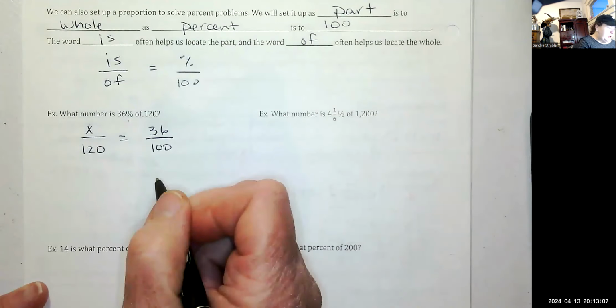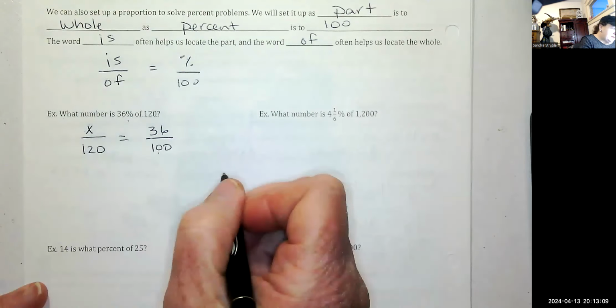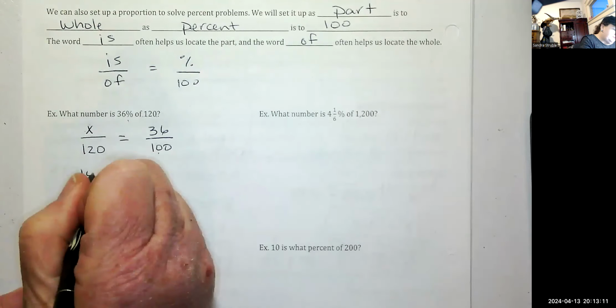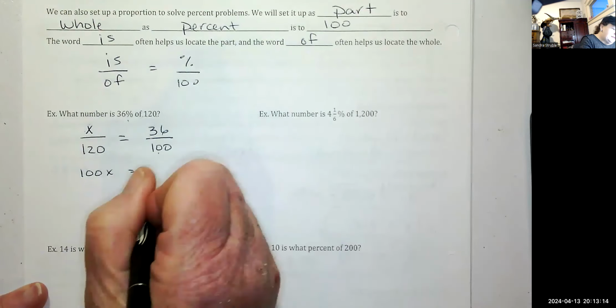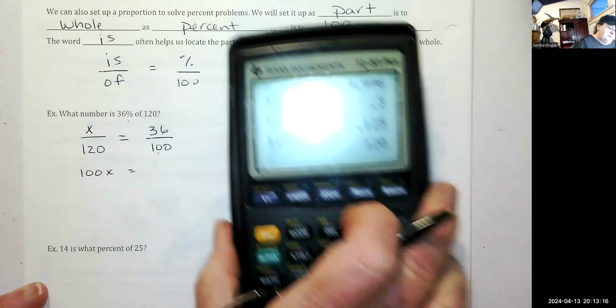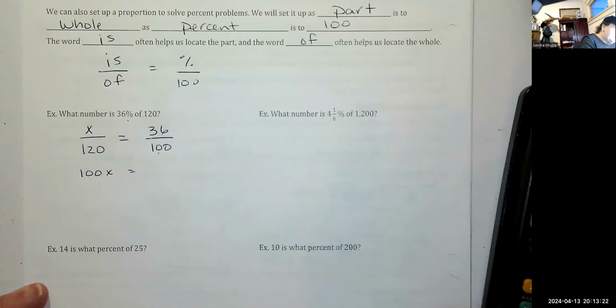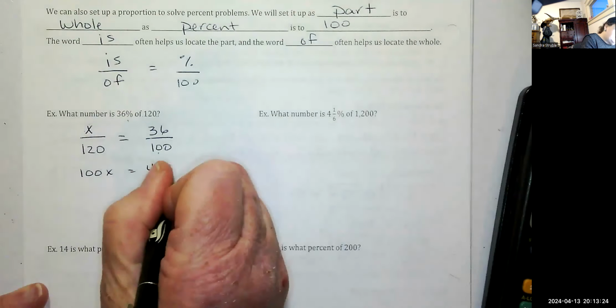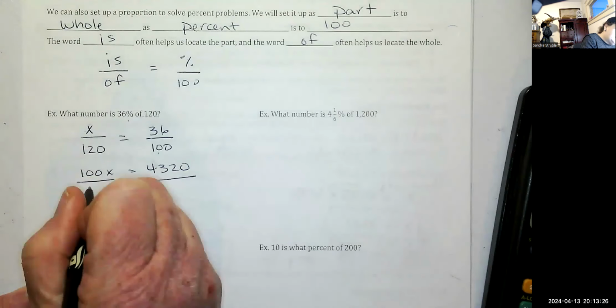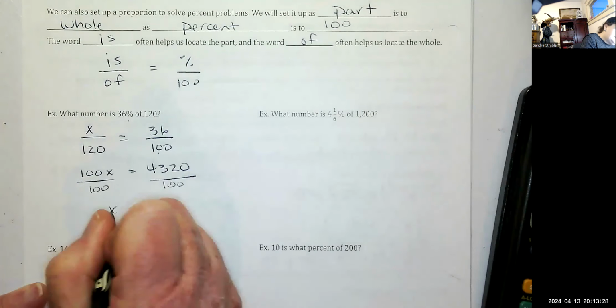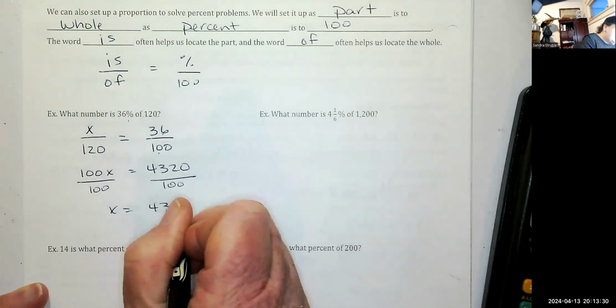I can do this by cross multiplying. 100 times X is 100X. And 36 times 120 is 4320. And then divide both sides by 100. X is equal to 43.2.